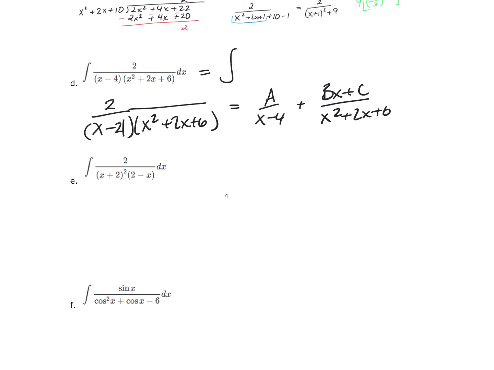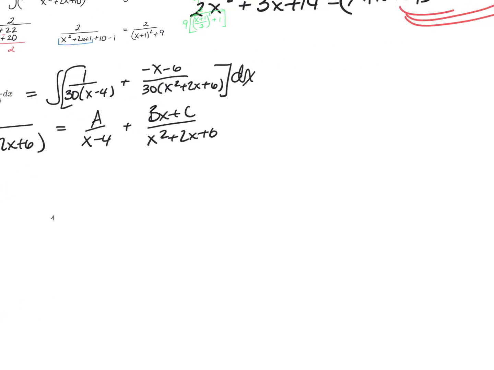This integration becomes the integration of 1 over 30 times x minus 4 plus negative x minus 6 over 30 times x squared plus 2x plus 6 dx. And when you integrate this, your final answer is going to be 2 over 30, or 1/15. I'm just going to write 1/15.